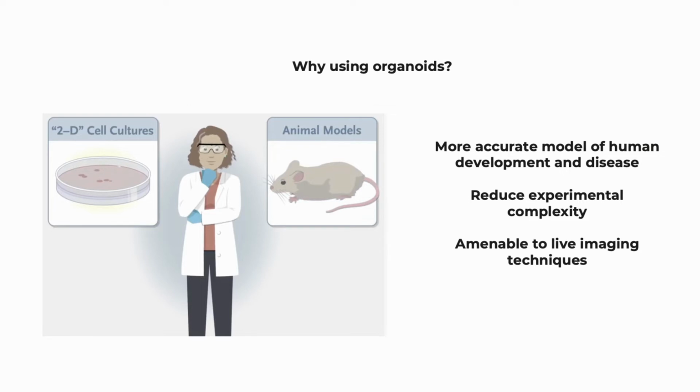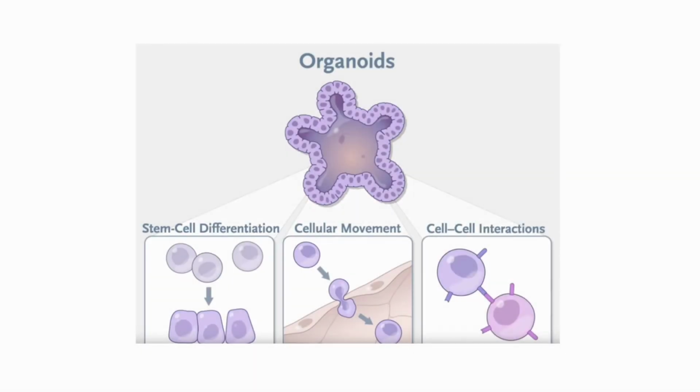Furthermore, they are also amenable to live imaging techniques, which is a great advantage, because if we think of in vivo models like animal models, we can't image those properly, whereas I'm going to show you later how well organoids are used for this purpose. Again, by using organoids, especially when talking about development, we can study stem cell differentiation, cellular movement, and cell-cell interaction.